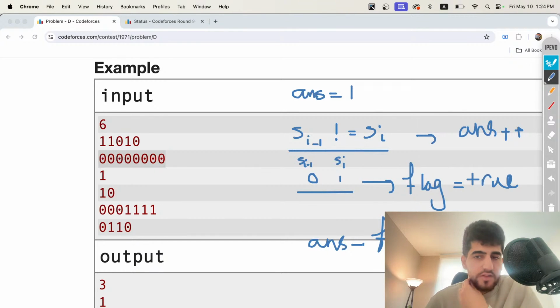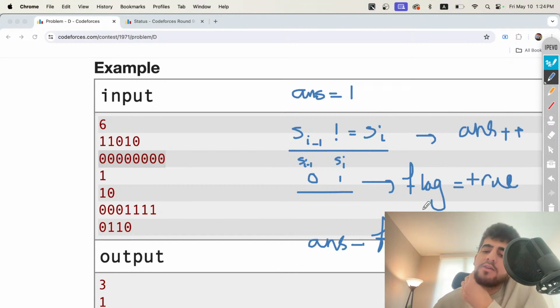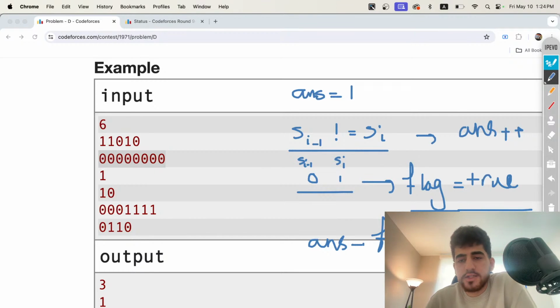Yes, ans minus flag. Yeah, a Boolean value can be interpreted as a 0 or 1. So if it is true, it would be minus 1. If it is false, it is minus 0. So it is okay if you subtract a Boolean from an integer. You can do that.